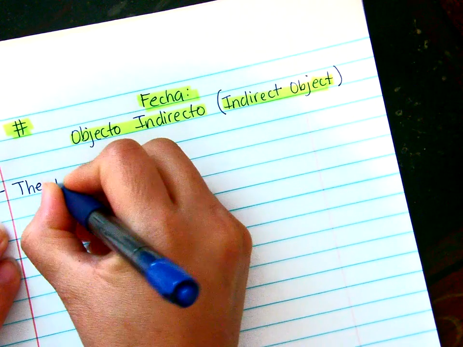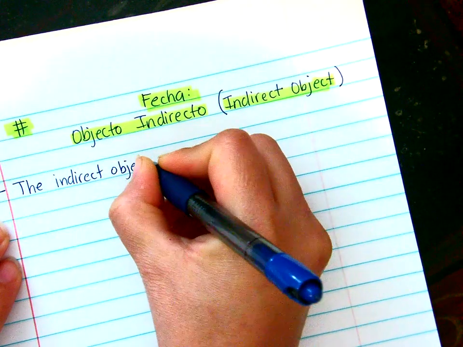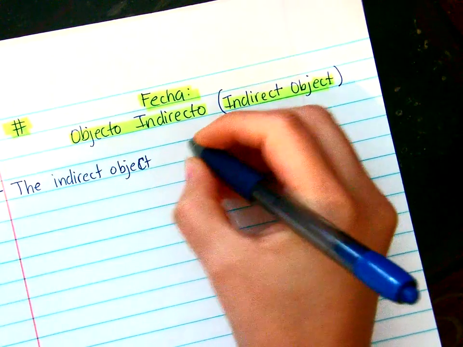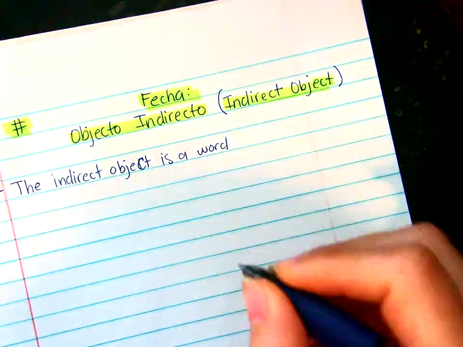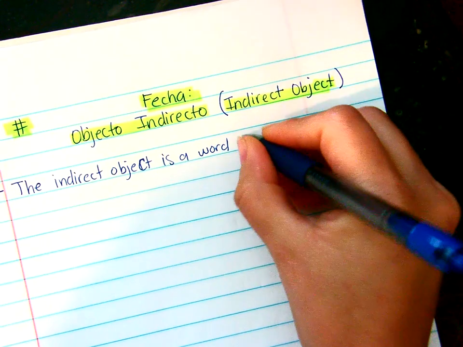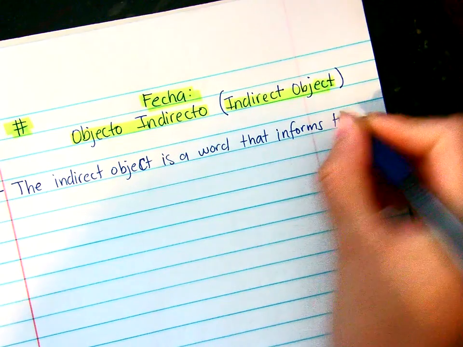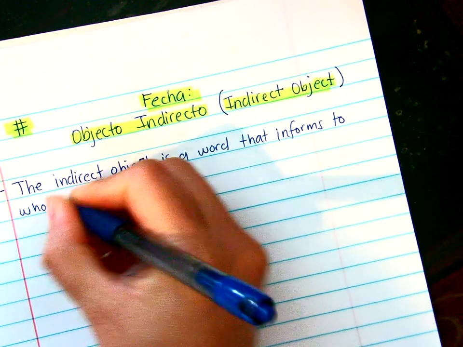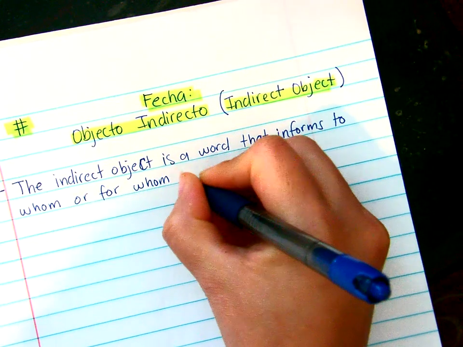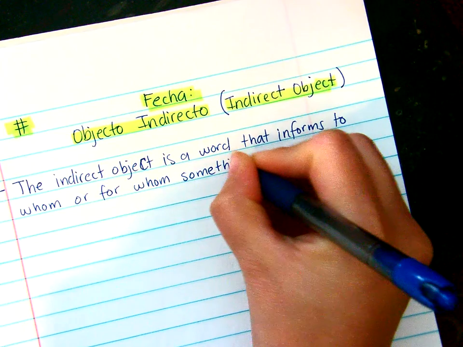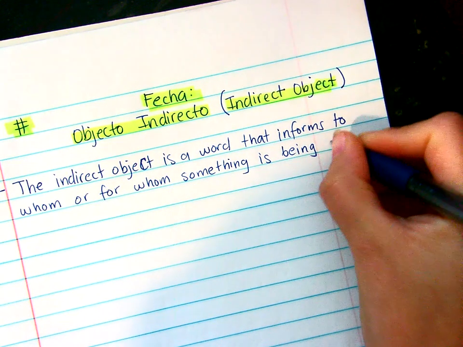the indirect object is a word that informs to whom or for whom something is being done. Okay?